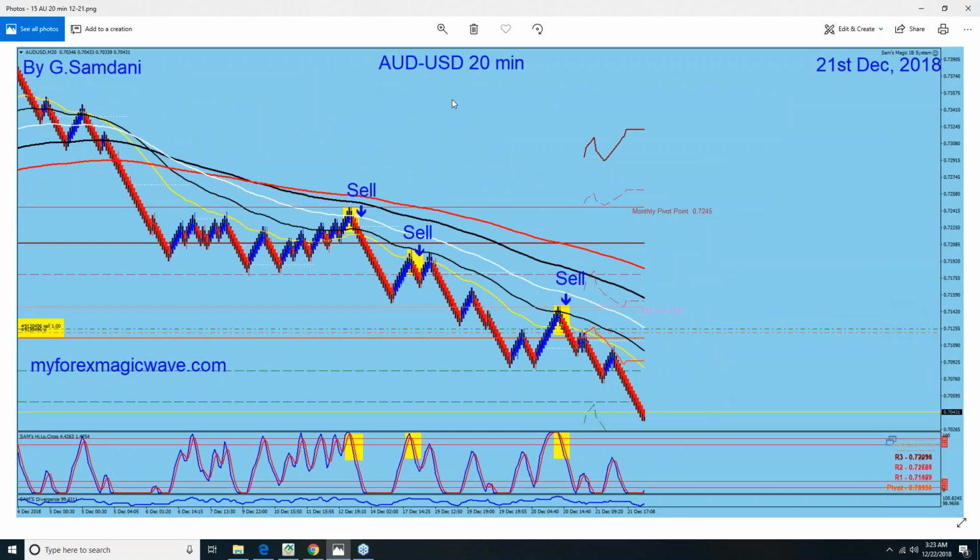21st, Friday, Aussie USD, third entry. I showed you this entry. I had a trade here. This is the third one. And when I had the trade here and I was making a midweek video, I told you guys that I'm expecting that this thing is going to go up, give me another entry. And it did. Nice and clean to the downside here.